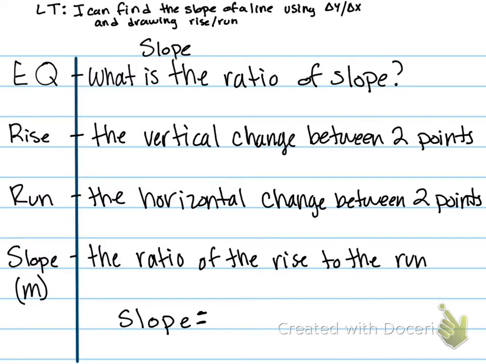So if we look closely, we can make up a formula for slope. Slope can equal the rise right here, which is vertical change, right? Vertical is up and down, right? It's going to be the rise, our fraction bar, and then our run, which is the horizontal change, the change that goes from left to right. Okay, and that's going to be our formula for our slope, rise over run.